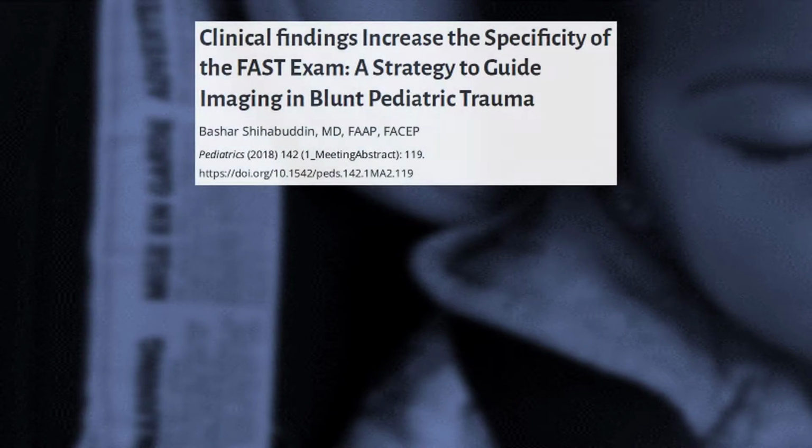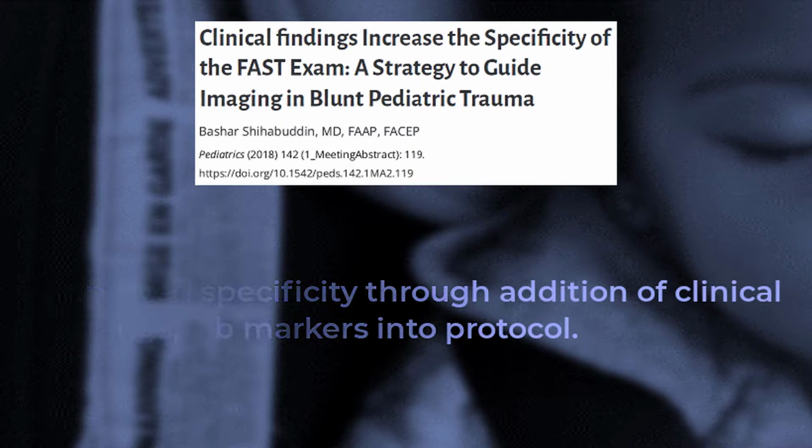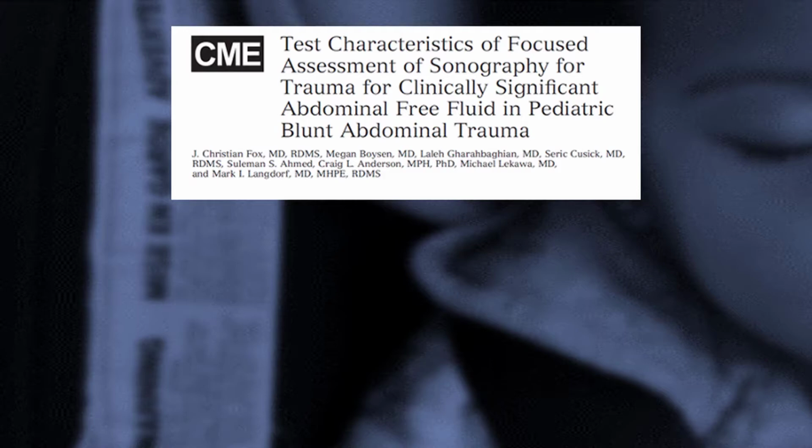In a retrospective analysis of 133 cases of blunt abdominal trauma in pediatric patients, Bashar et al. found that they could improve their specificity from 4% in their cohort to 69% through the addition of clinical findings and lab markers such as elevated transaminases, lipase, and correlation with history and exam features. In a larger prospective study by Fox et al.